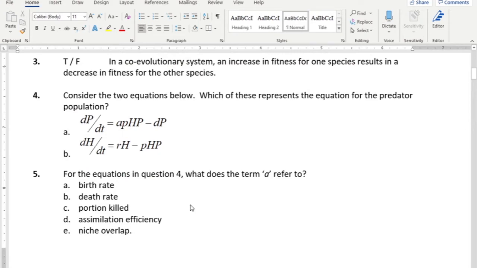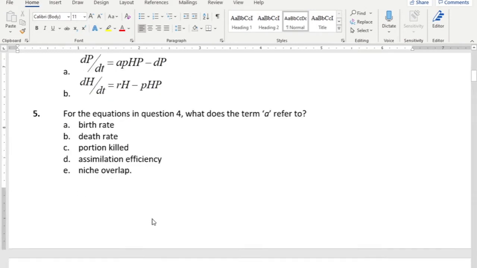For the equations in question 4, what does the term A refer to? So here we have A. P shows up here and here, so that's the proportion of the interactions that result in a kill. So A is going to be some kind of assimilation efficiency. Hey, that's easy. A for assimilation. Makes perfect sense. So A is for the assimilation efficiency.